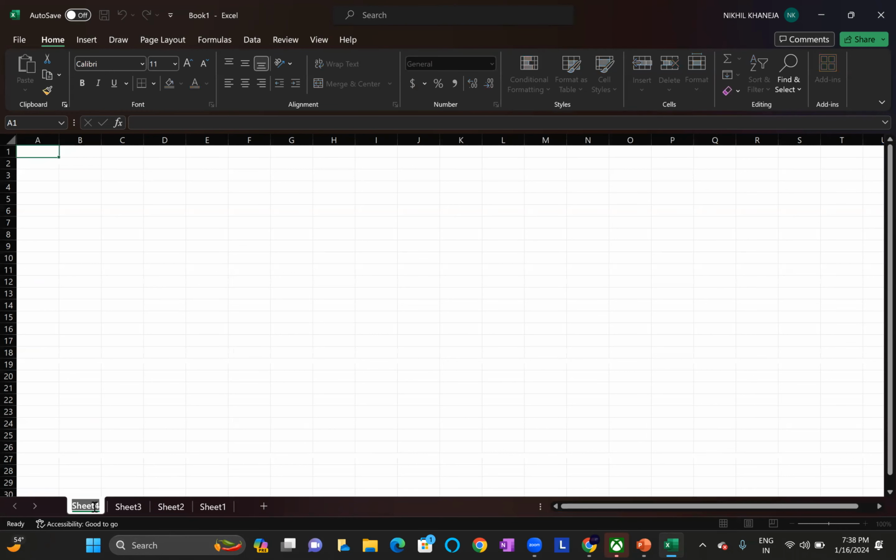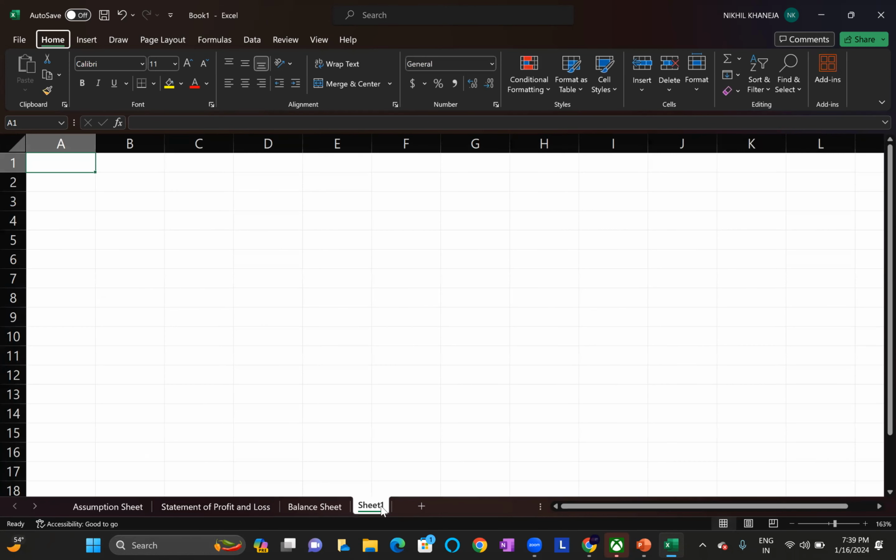Alt HOR. The first sheet is the assumption sheet, in which we will be compiling all the data, plotting all the figures, which can be used for further statements. Second, Alt HOR, statement of profit and loss. Then balance sheet, same shortcut, Alt HOR to rename the sheet. Last, cash flow statement.